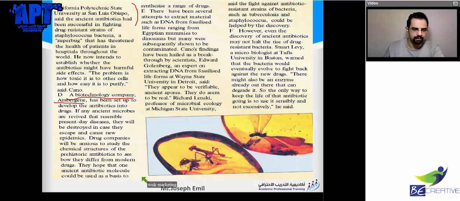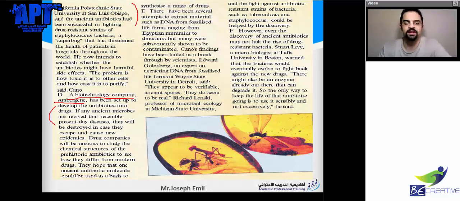They hope that one ancient antibiotic molecule can be used as a basis to synthesize a range of drugs. So we're talking about how companies have developed antibiotics into drugs. There have been several attempts to extract materials such as DNA from fossilized life forms ranging from Egyptian mummies to dinosaurs, but many were subsequently shown to be contaminated. So DNA is not pure DNA. Let's see what they're talking.